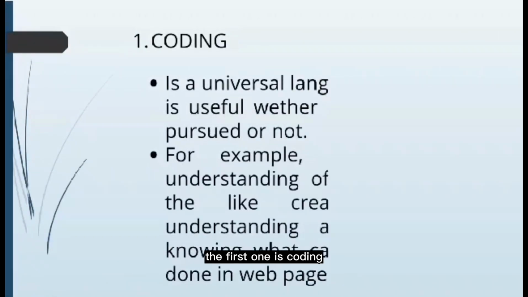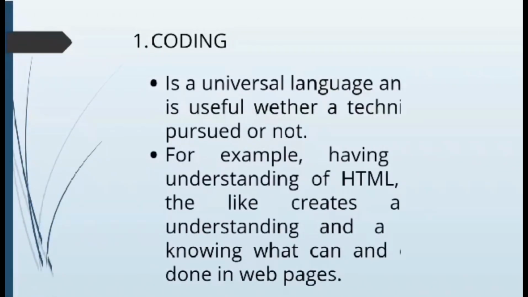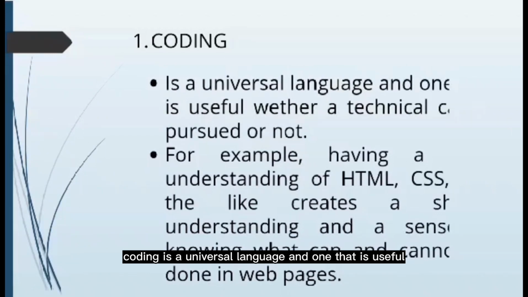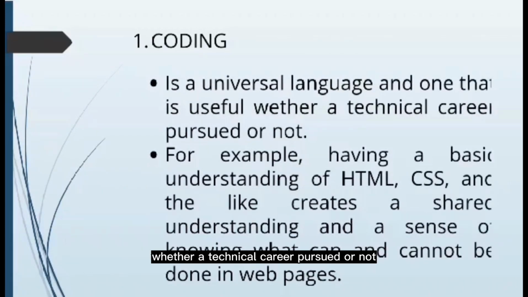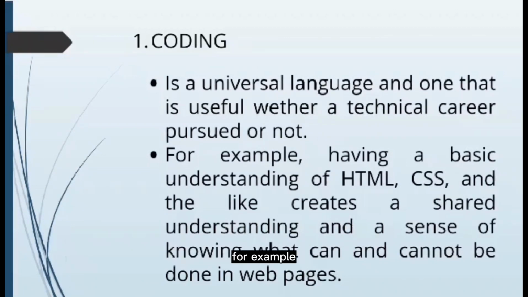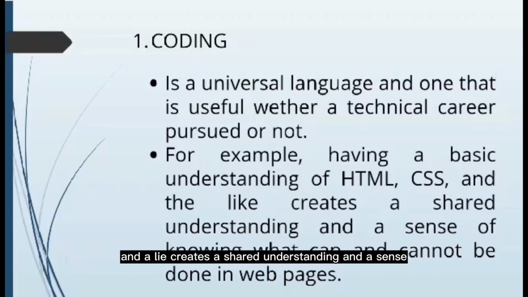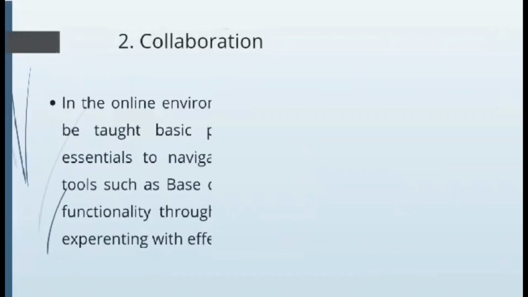The first one is coding. Coding is a universal language and one that is useful whether a technical career is pursued or not. For example, having a basic understanding of HTML, CSS, and the like creates a shared understanding and a sense of knowing what can and cannot be done on web pages.